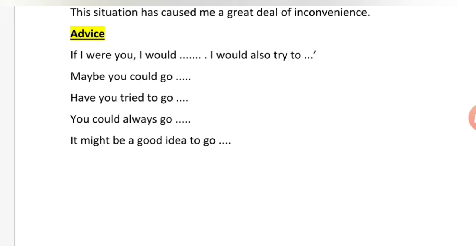Maybe you could go for any, like you can give any activity that the other person can do. Have you tried to go? You could always go. It might be a good idea to go, if you're giving any advice to do something. Or rather than using go, you can use the word do. Have you tried to do, you could always do. It depends on the topic what word you would use.